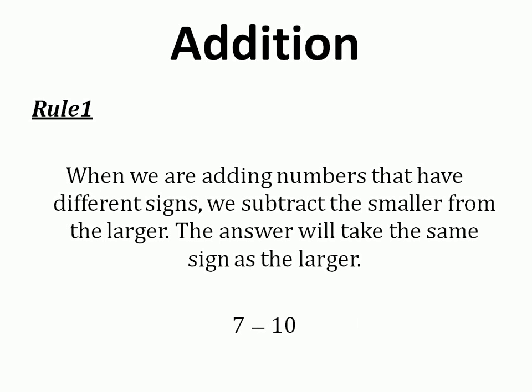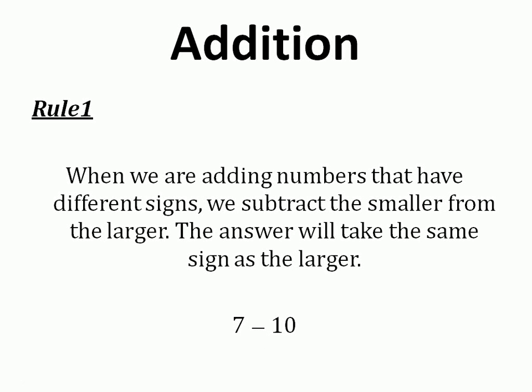We are still working along with addition, rule 1, addition of numbers that have different signs. There you go. The 7 is not accompanied by any sign at all, so the sign that we assume for the 7 is a positive sign. The 10, we have right there a negative sign, and that negative sign is very clear. So there is no doubt that this 10 is a negative 10.